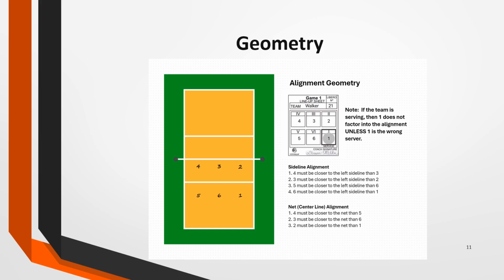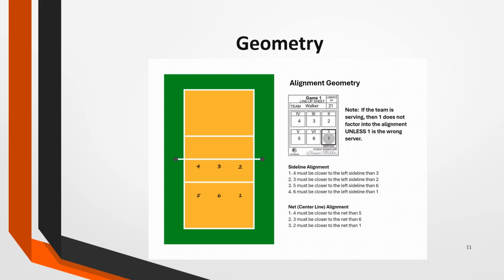Now, with regards to the net, the relationship of the net with respect to alignments involves front row and back row players, which means each of our front row players must be closer to the net than their corresponding back row players. So 4, who is our left front, must be closer to the net than 5, who is the left back. 3, who is our middle front, must be closer to the net than 6, who is our middle back. 2, who is our right front, must be closer to the net than 1, who is our right back.